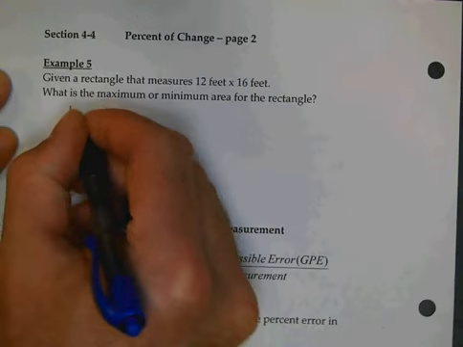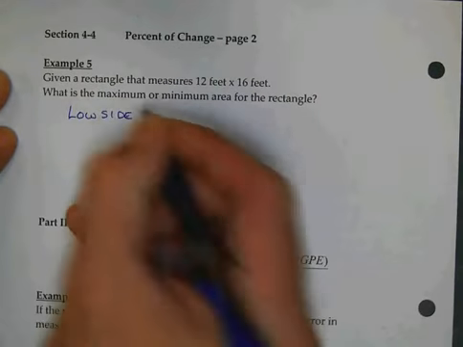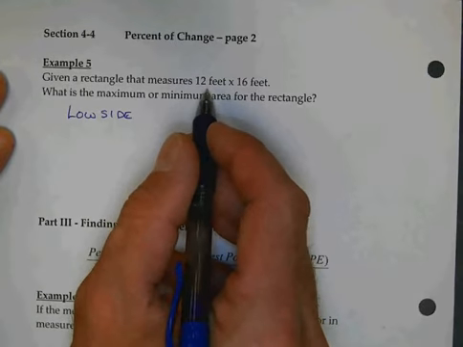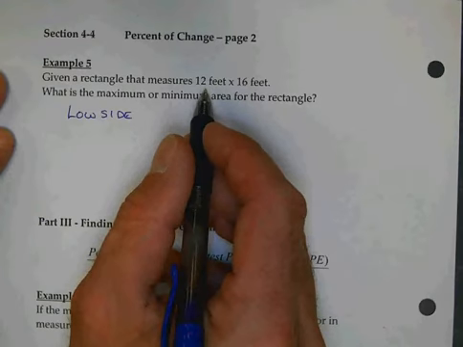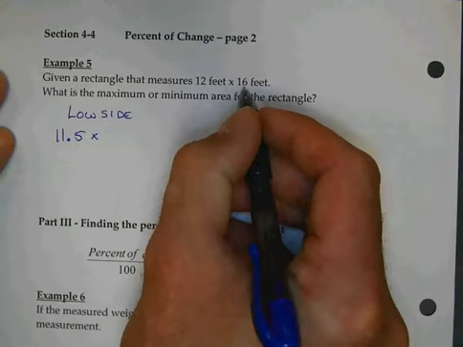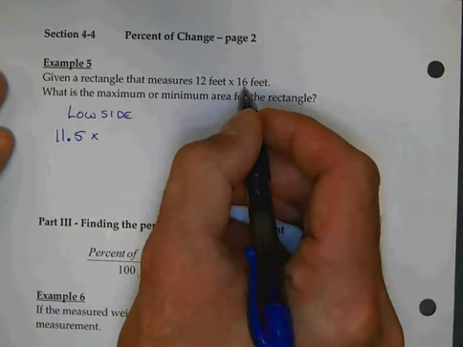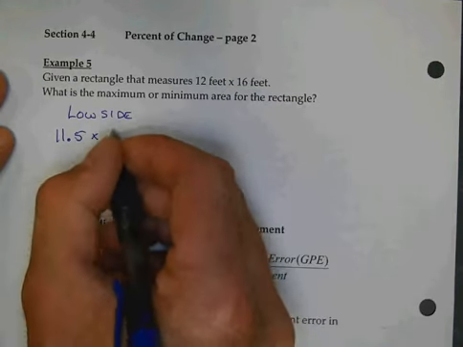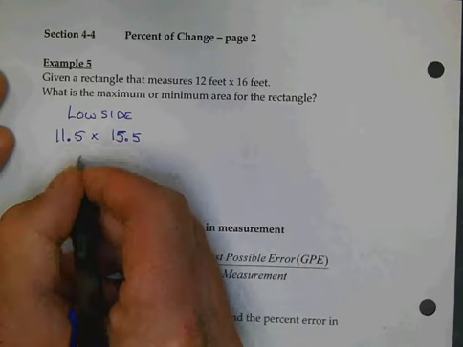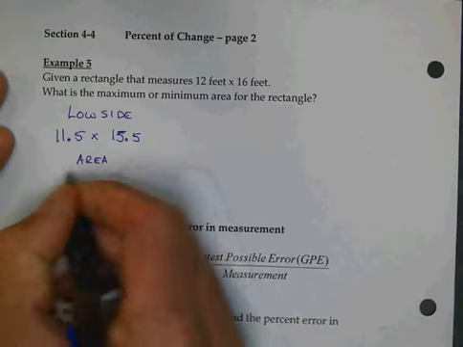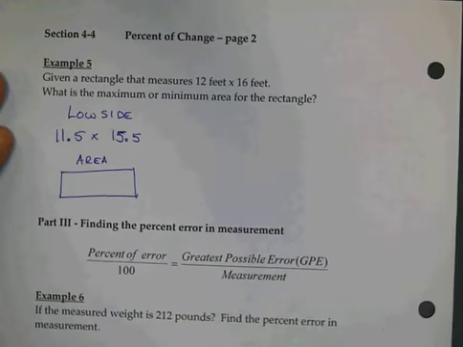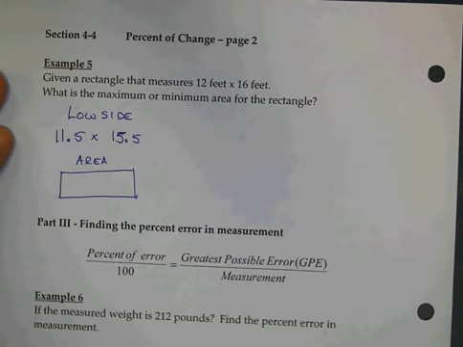On the low side, if I tell you the measurement's 12 feet, what's the lowest it could be to still be 12 feet and be rounded up? 11.5. And what about the 16 on the low side? 15.5? So on the low side, can someone multiply those two and tell me the area? 11.5 times 15.5.